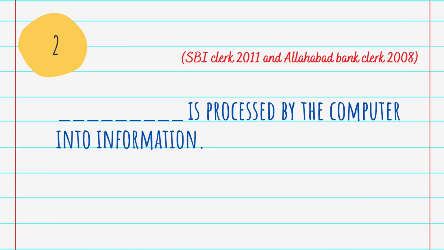Dash is processed by the computer into information. Answer is data. Data is processed by the computer into information. As we know by the computer's definition, a computer is the electronic device which accepts the information and manipulates it for some result based on a program, software or sequence of instruction on how the data is to be processed. That's why our answer is data. Data is processed by the computer into information.